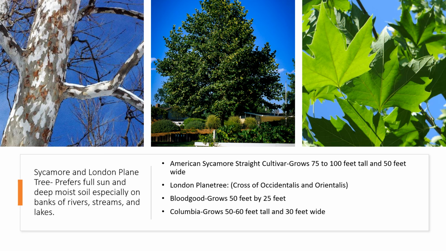And then we have the London plane tree, which actually is a cross between our native American sycamore and the Oriental sycamore, which is from Asia. So the London plane tree was hybridized and planted in Europe. And you can see there in the middle, it's a nice tree. That's Bloodgood. It grows about 50 feet tall, about 25 feet wide. So it's quite a bit smaller, but still a large tree.